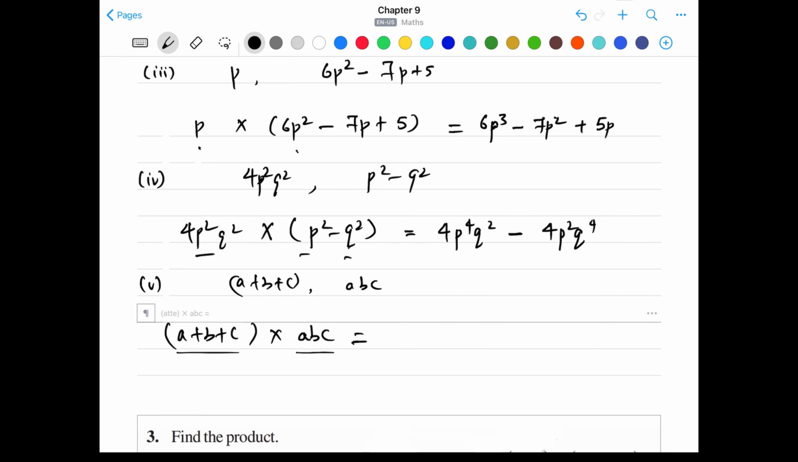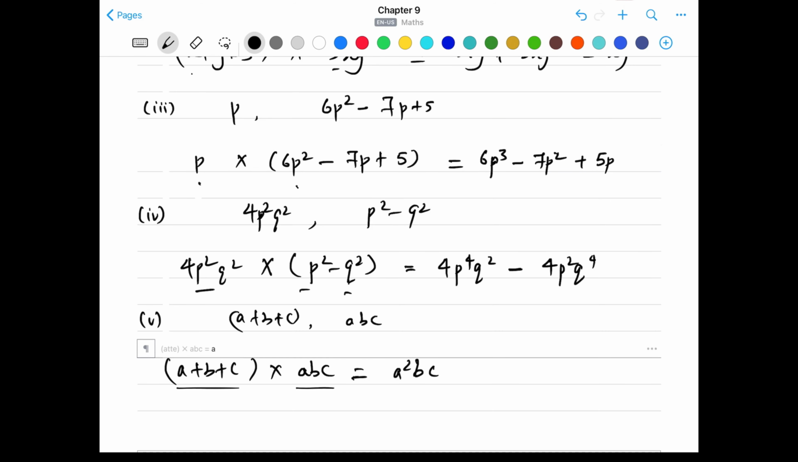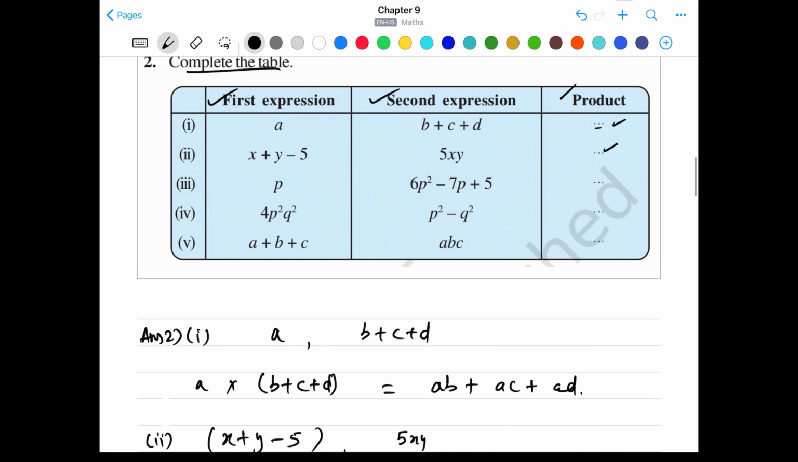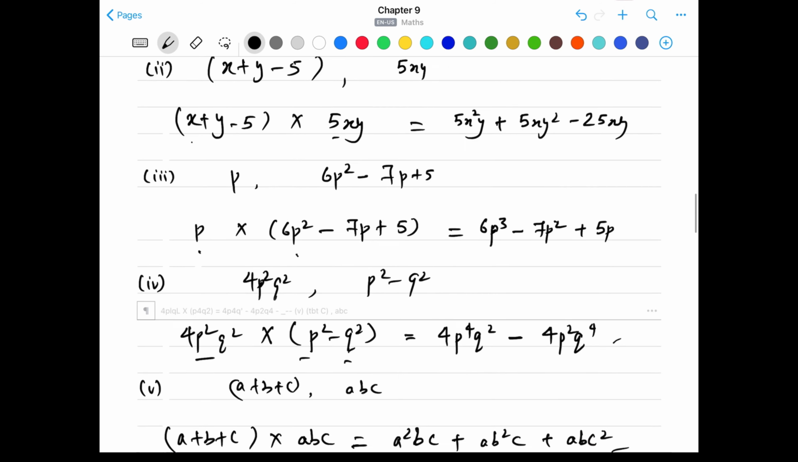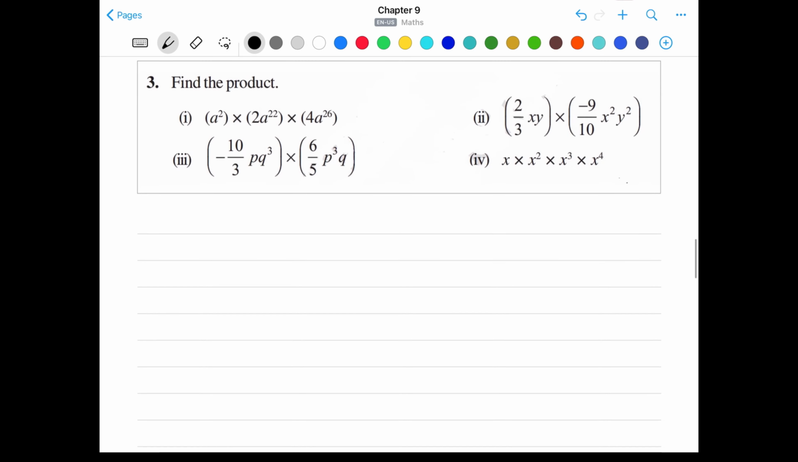Okay, so a b c into a will result as a square b c. Then we'll write plus a b c into b will be a b square c, and a b c into c will be a b c square. Okay, so you have to write these answers in the table here, at their respective places. So that's the answer of question number 2. Let's move to question number 3.